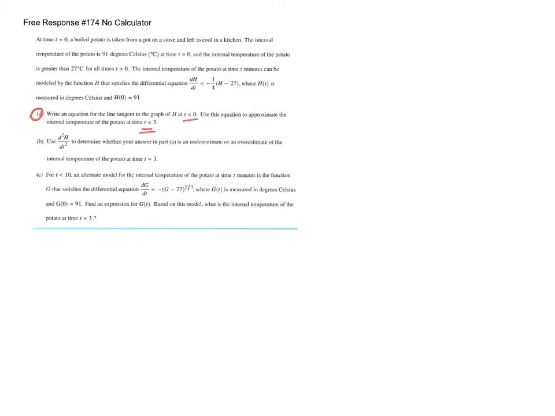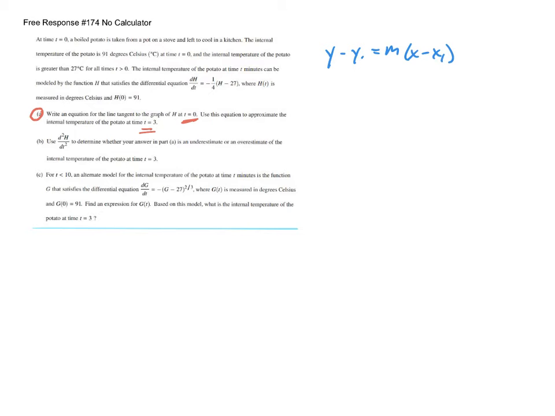So our tangent line is going to be at t equals 0. We'll call that a linearization. And then we're going to use that tangent line to approximate the value at t equals 3. Just to remind you about how tangent lines work, usually we'll use the point-slope form for the equation of a line. That's another way to write out a linearization. So we'll do something like y minus y1 equals m times x minus x1. And so that's how you set up the equation of a line.